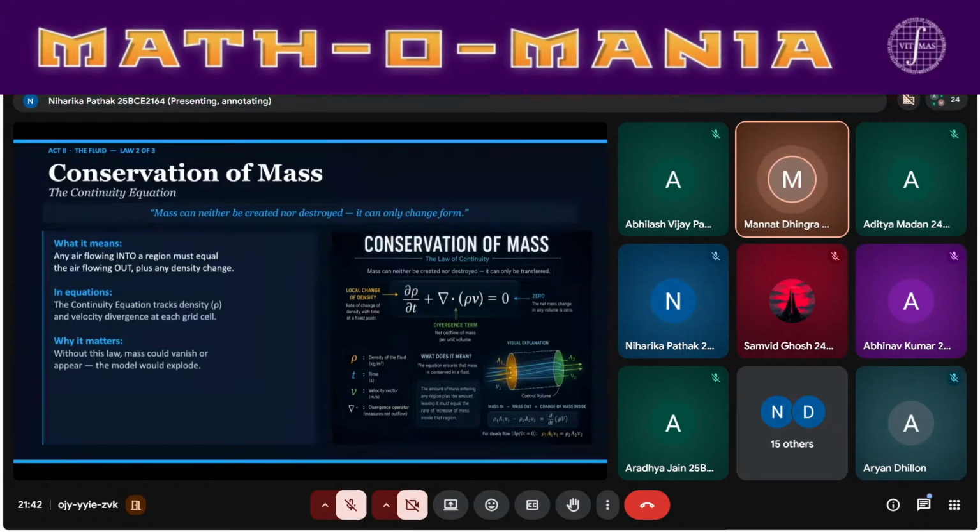Now, the zero basically means that, as I mentioned, it's conservation of mass. So mass is conserved, right? So if mass is conserved, the net mass change has to be zero. So that is the reason the RHS is zero.